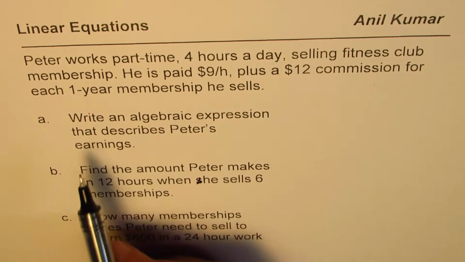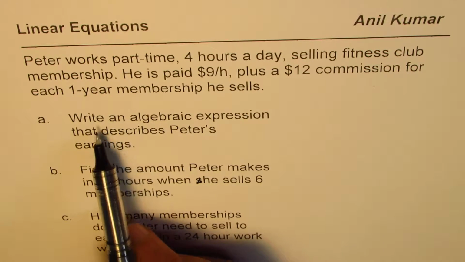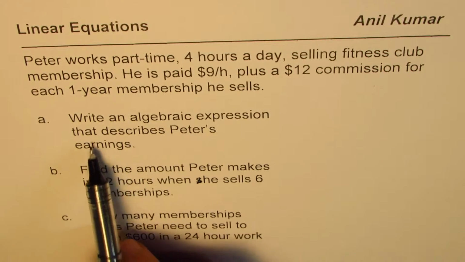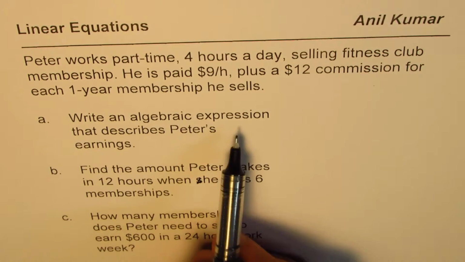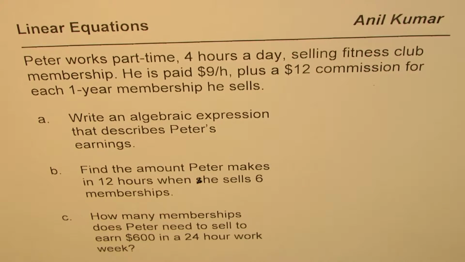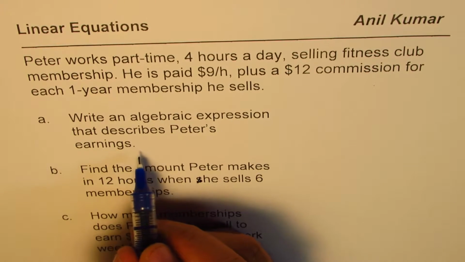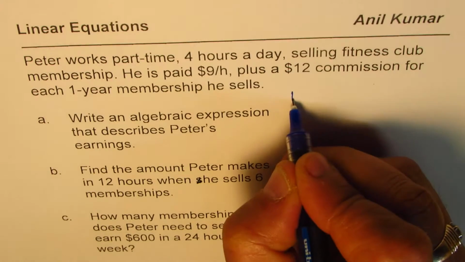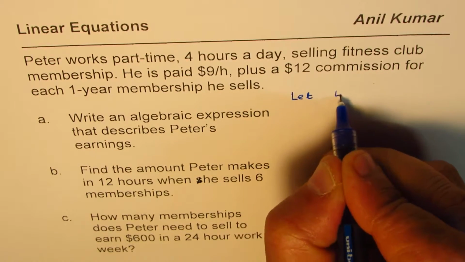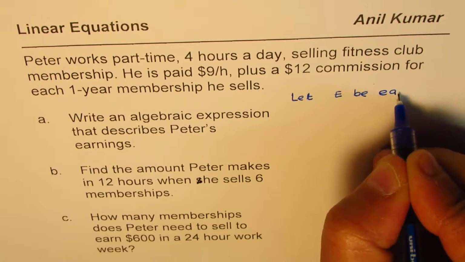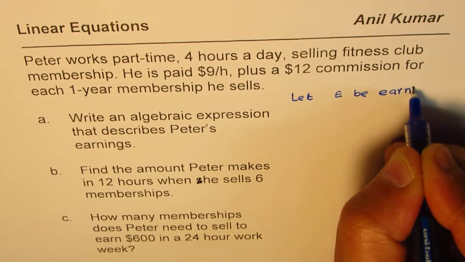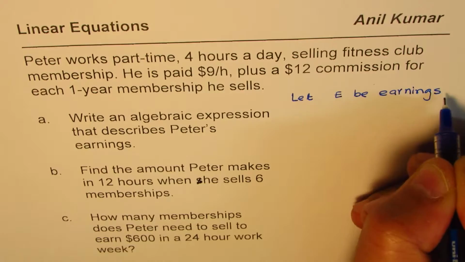Okay, let's begin with the first part, which is write an algebraic expression that describes Peter's earnings. So in algebraic expression, we have variables, right? So we start with defining the variable. We say, let E be earnings, right? So that is how you start. Define variables, earnings.